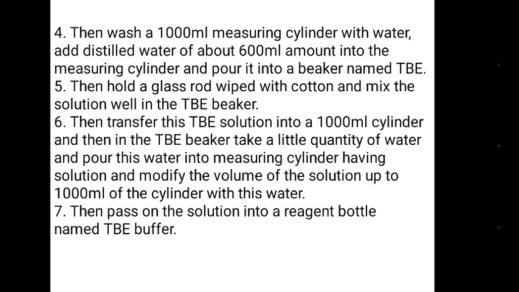Next, wash a 1000 ml measuring cylinder with the water. Add distilled water of about 600 ml into the measuring cylinder and pour it into a beaker named as TBE buffer. Then hold a glass rod wiped with the cotton and mix the solution well in this TBE buffer beaker. Then transfer this TBE solution into the 1000 ml cylinder, and then in the TBE beaker, take a little quantity of the water and pour this water into the measuring cylinder having the solution, and adjust the volume of the solution up to 1000 ml with this water. Then pass the solution into the reagent bottle named as TBE buffer.